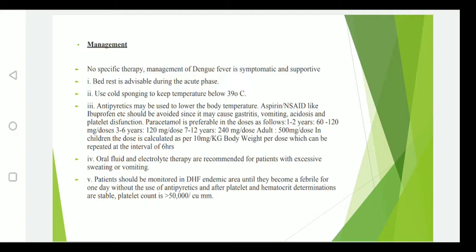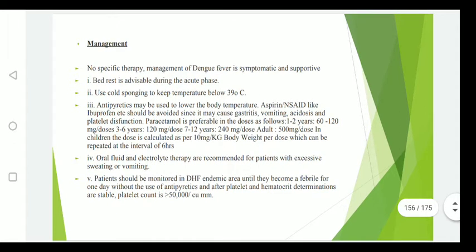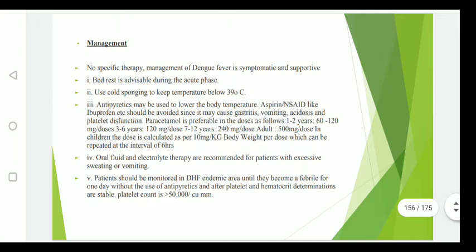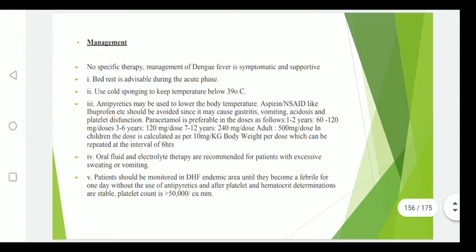The more complications will be that the patient goes into shock or collapse. So before that itself we should give the treatment therapy. We can give platelets, and we can give plasma therapies as well.